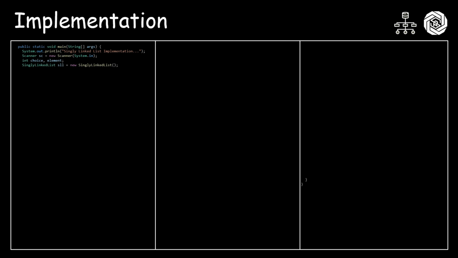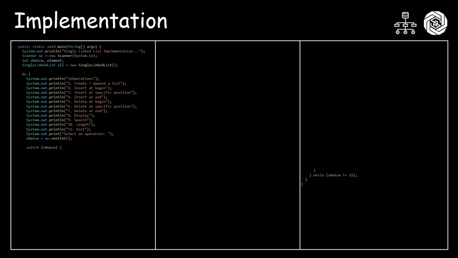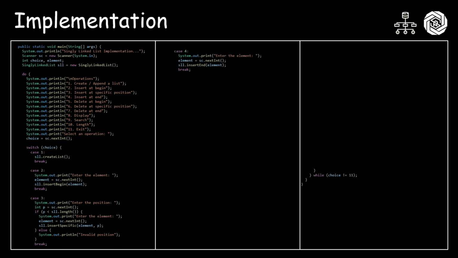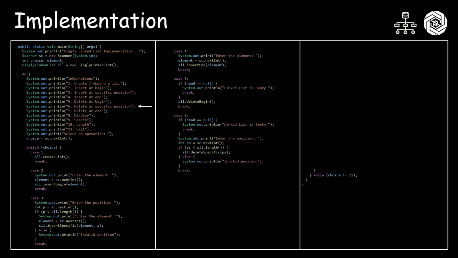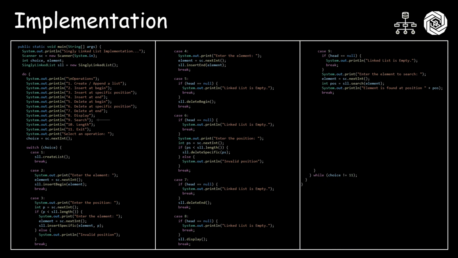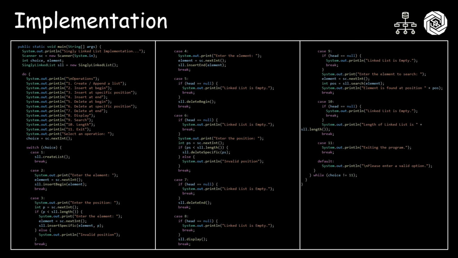The main method implements a user-friendly menu using a do-while loop and a switch statement to allow the user to interact with the linked list. The options available mirror the operations we discussed. Create, insert at 3 places, delete from 3 places, display, search, and length. This structure demonstrates how to practically use the implemented linked list functions. We also include checks for an empty list or invalid positions to ensure robustness.